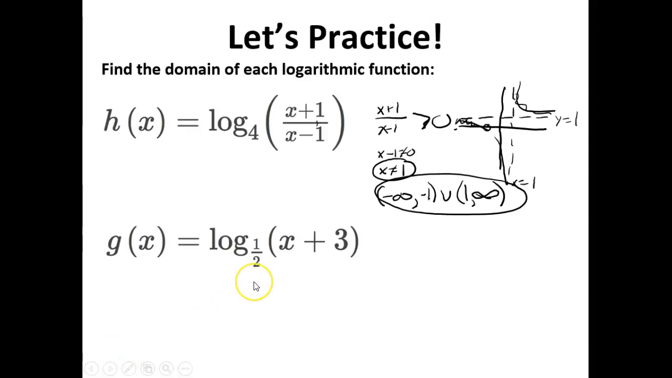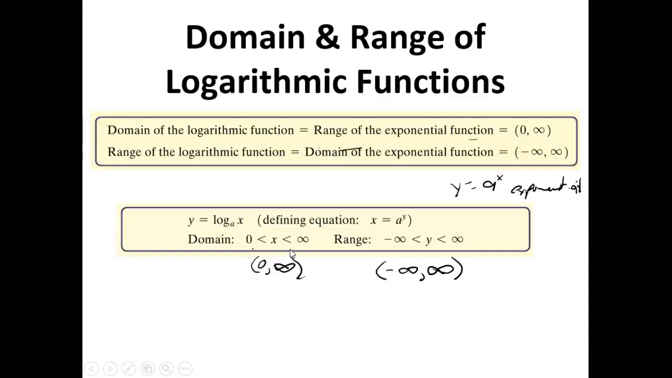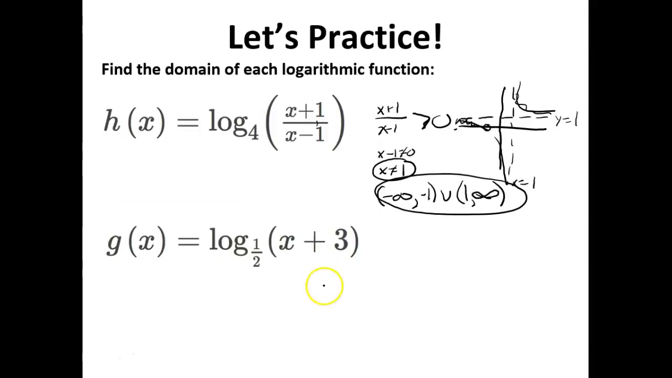How about this one down here? Again, what's inside the logarithm has to be greater than 0. So what's inside here, the x plus 3, has to be greater than 0. x has to be greater than negative 3. Our domain in interval notation is from negative 3 to infinity.